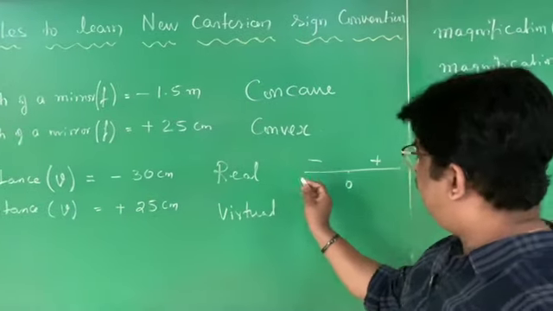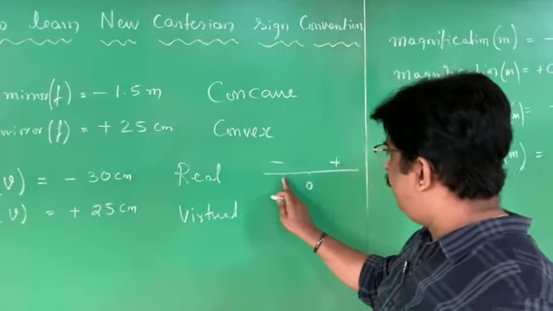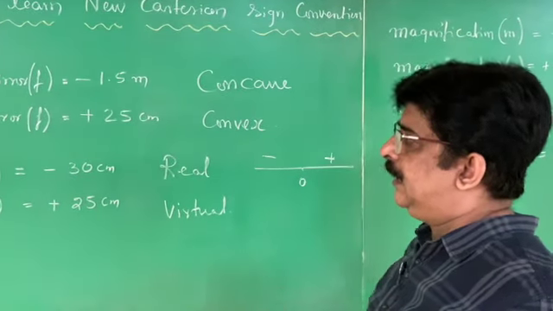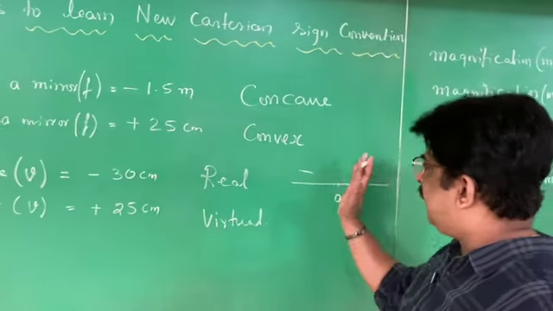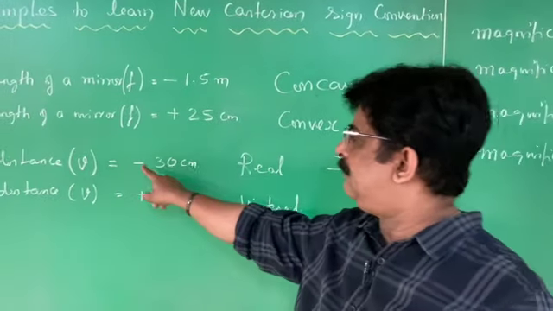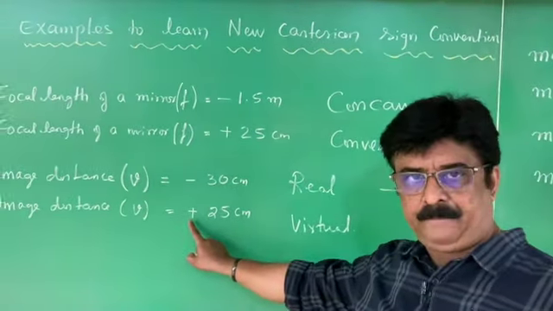Concave mirror is facing this side and its focal length is here. Therefore, it is negative. Convex mirror, the focal length is on the right side. Therefore, it is positive. Regarding image distance, a real image forms in front of the mirror. Therefore, it is minus. Real image is given by minus sign. Virtual image is given by positive sign.